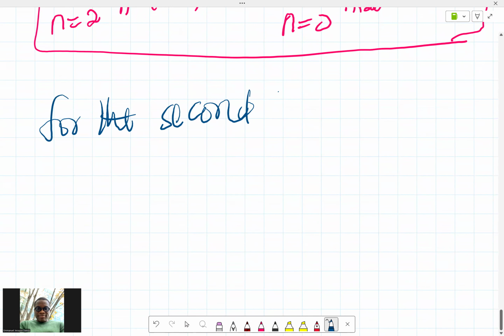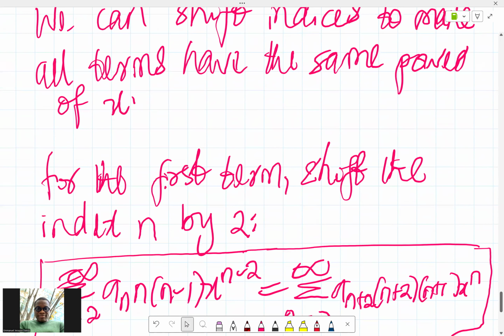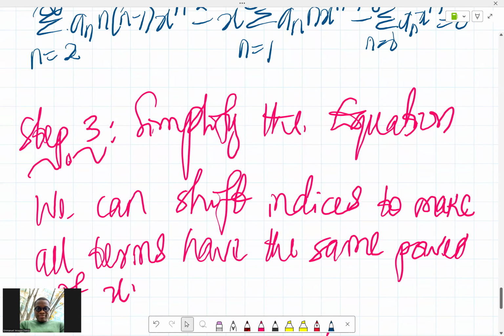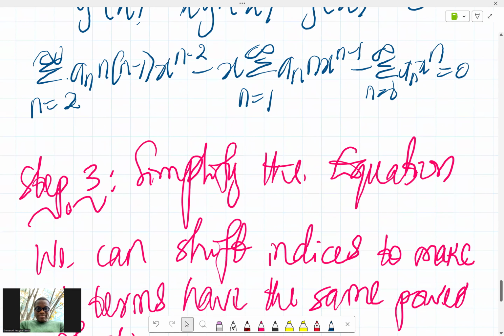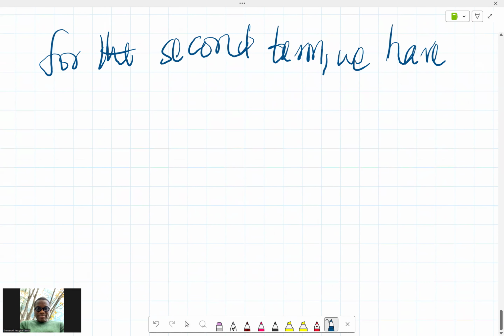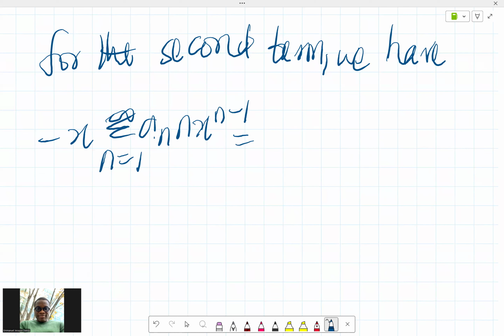For the second term, we have minus x into y prime of x, right? So there we have minus x summation n equals 1 to infinity an n x raised by n minus 1. So if you work this well, the x goes inside to bring the power of x down to normal. So first of all, we can do that. So we have minus summation from n equals 1 to infinity an n x raised power n. So this x alone normalizes n equal n minus 1.